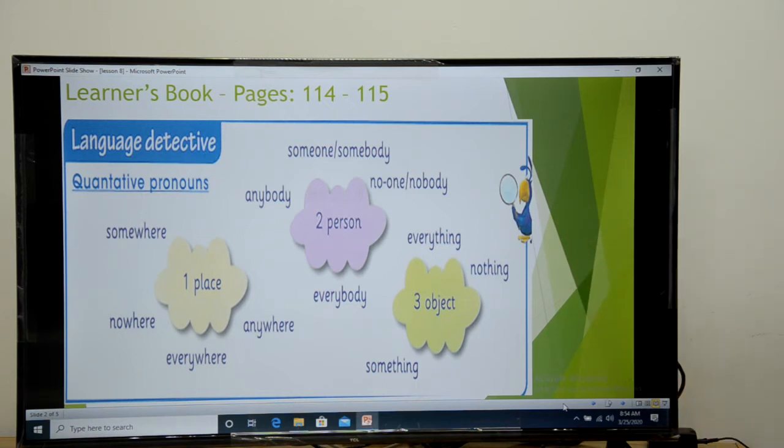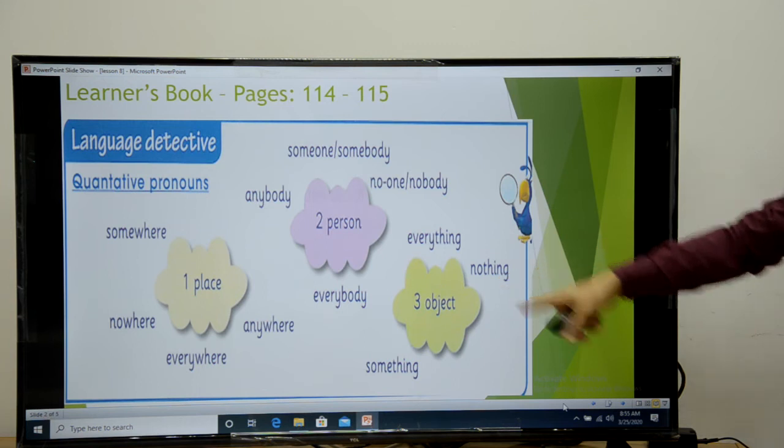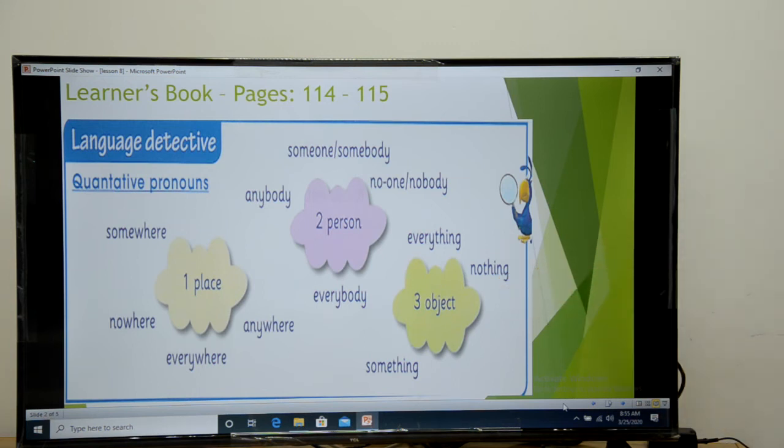Nothing and anything. What's the difference between nothing and anything? Okay. Teacher, we know nothing and anything give negative meaning. But nothing is negative on its own without not. Like when I say I did nothing, without not, it's negative. But I say I didn't do anything. So after not, we use any.